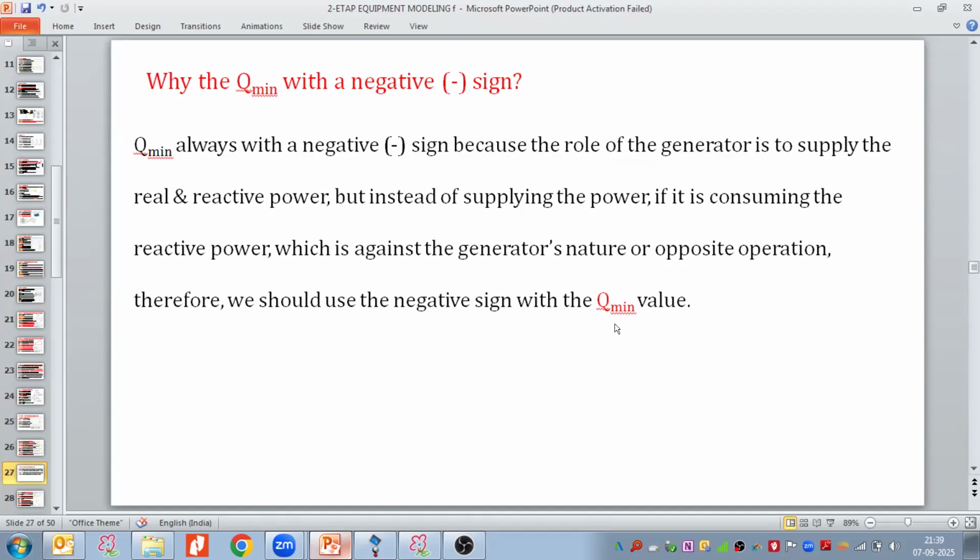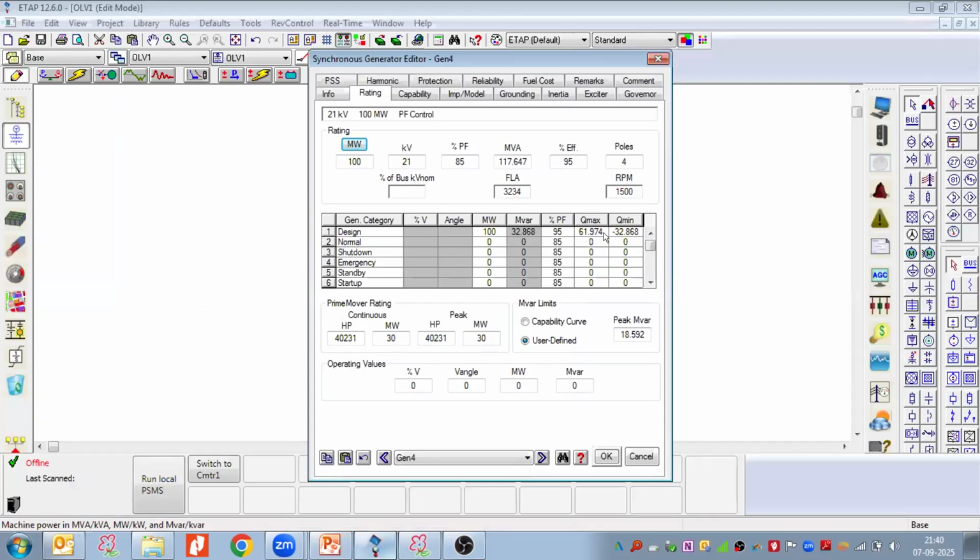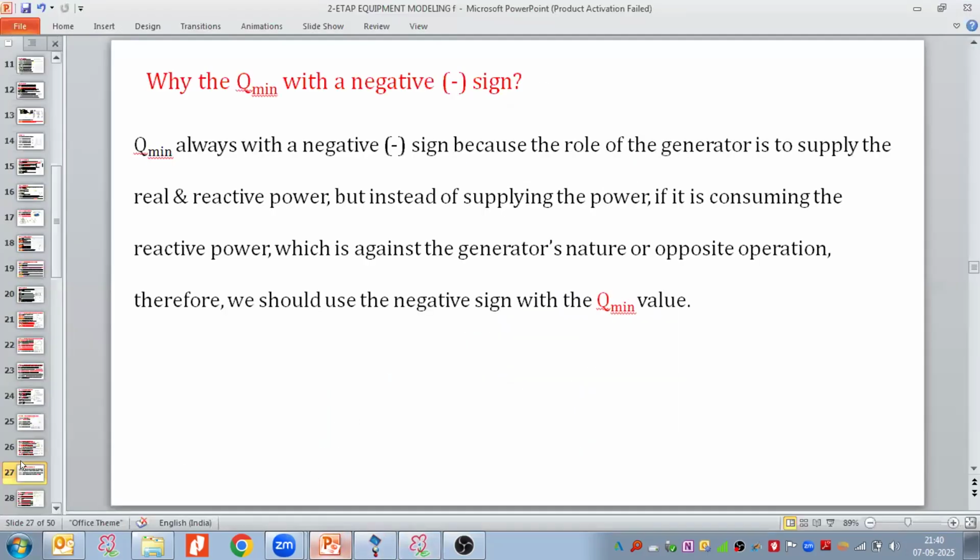It is against the generator's nature. The generator's nature is to supply power, real and reactive, to the system, to the grid. But instead of supplying power, if the generator is consuming or absorbing power, that is against or opposite of the generator's nature. So when it is opposite of the generator's nature, we have to mention the opposite sign, the negative sign, with the Q minimum value in the column. Due to that reason, this value we always enter as minus 32866 with the negative sign.